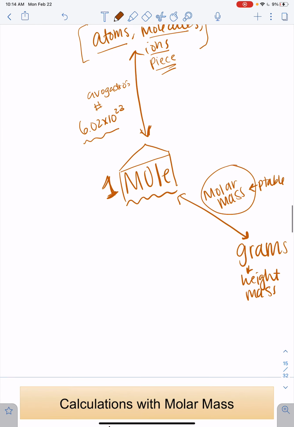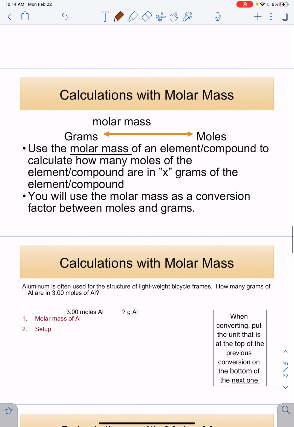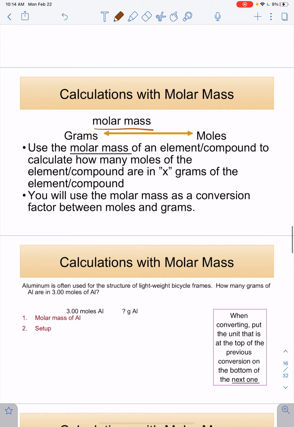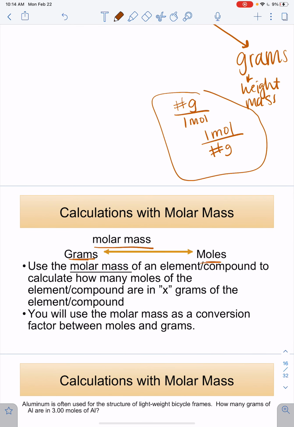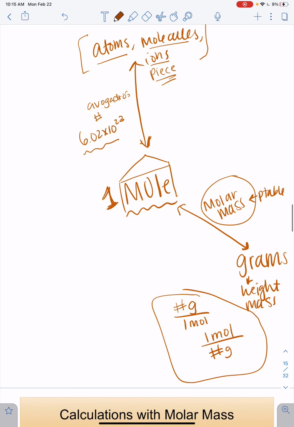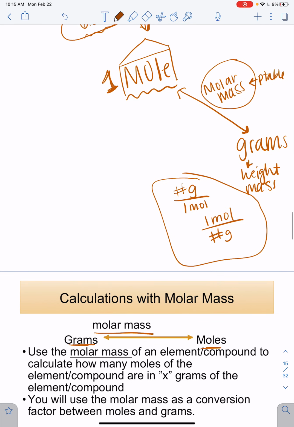We need to talk about how to go from grams to moles, how to work the problems. So again, you're going to use molar mass to go from grams to moles or from moles to grams. And you're going to use this as a fraction like I just did. So you're going to say the number off the periodic table, or what you calculate, over 1 mole, or you can say 1 mole over that number. So this is a separate conversion factor. We have another conversion factor right here. We learned this conversion factor at first. Now we're learning the molar mass conversion factor.